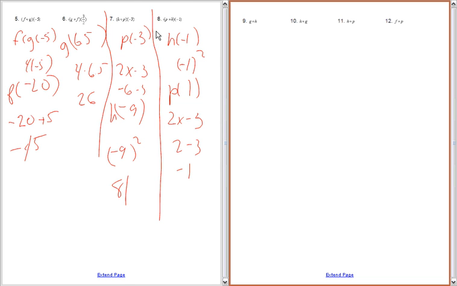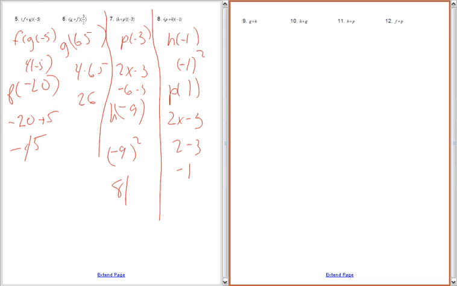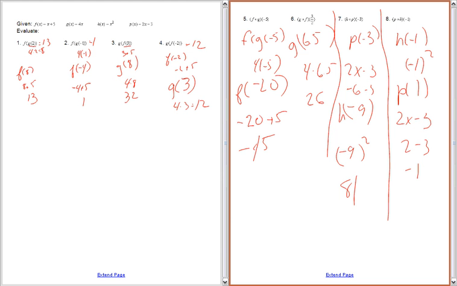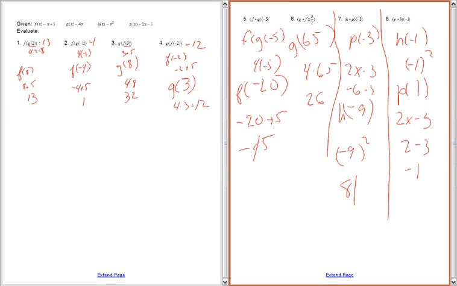Alright, so I'm going to do a couple before I run out of time. I want to do g of h. So g was 4x. G of x is 4x. And h of x was x squared.